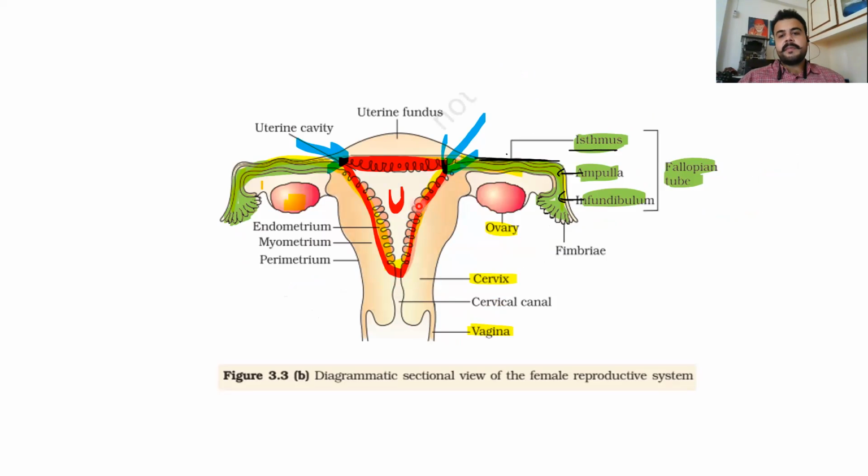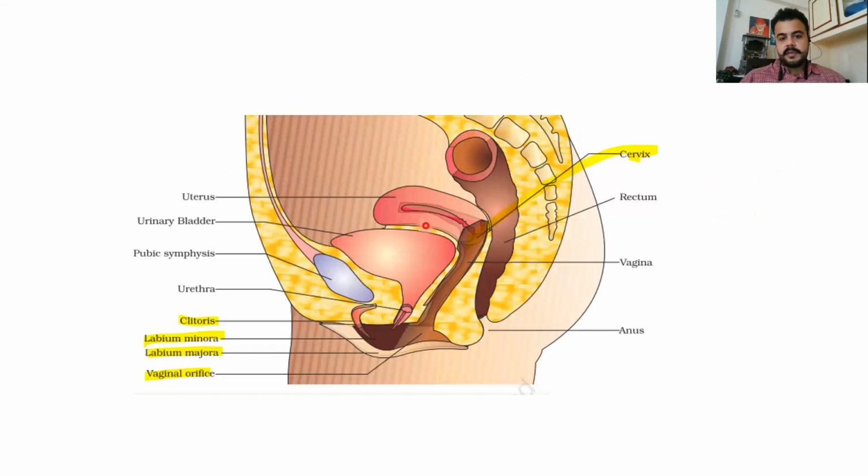Okay, and then this is the body part or corpus part. This is the body or corpus. You can also get the side view of the uterus over here, this part of the uterus. This is the cervix.